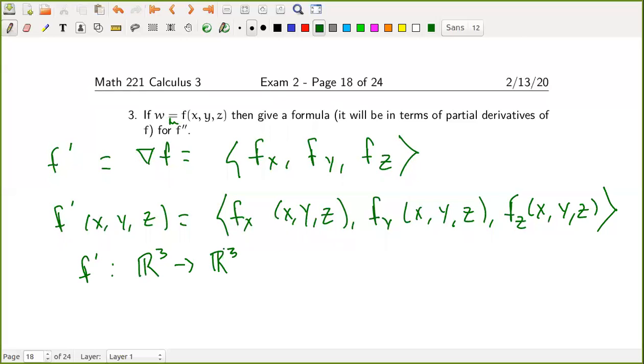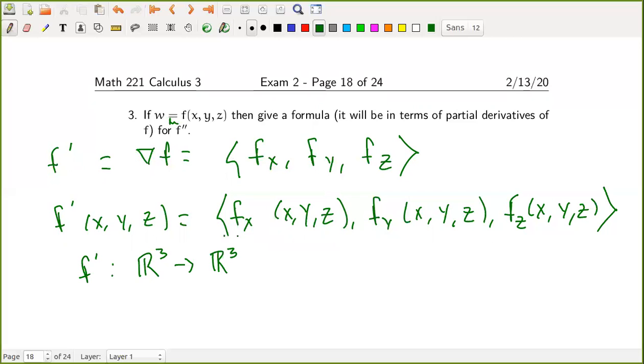Okay, now we've talked about this in class at length. If we fix three numbers, x naught, y naught, z naught, then what we get is just a constant vector, and in this sense, f prime is a function from R3 to R1. But when we let x, y, and z vary, now it's like we have a function going from R3 to R3. Okay, so now the derivative of f prime, that's the second derivative.